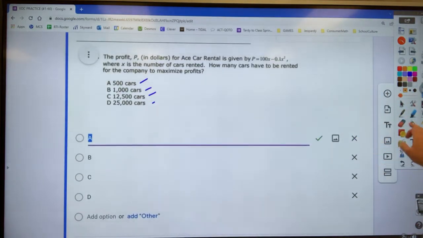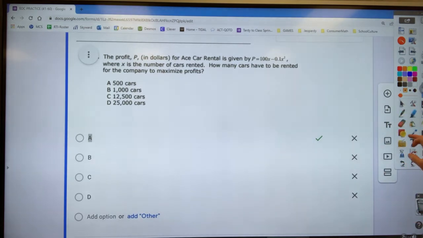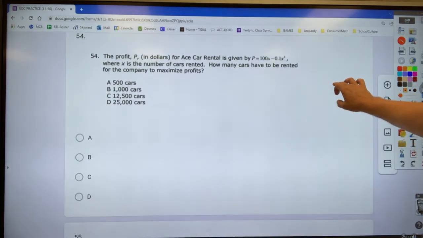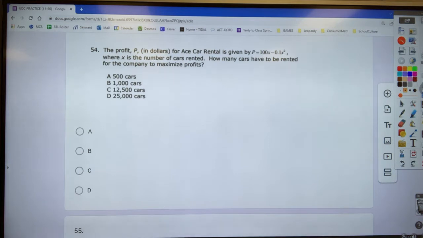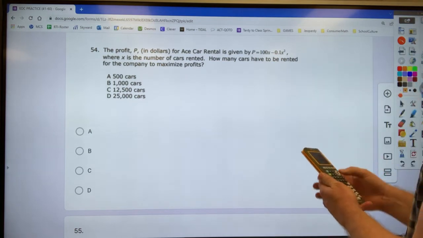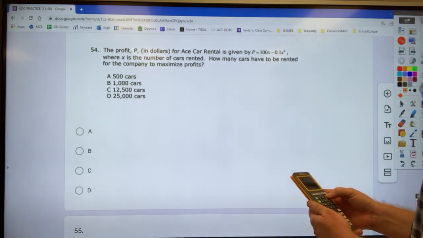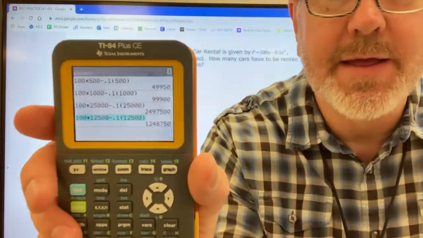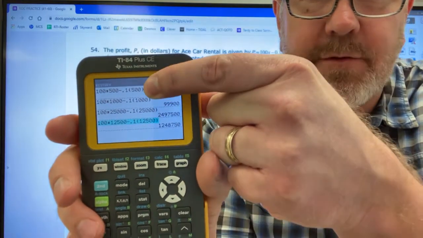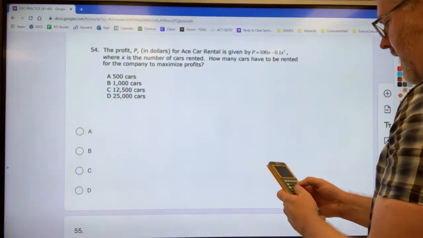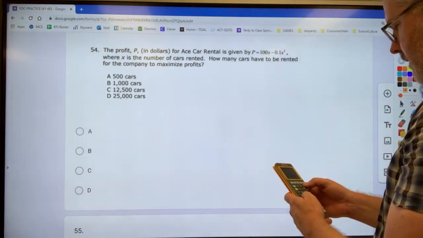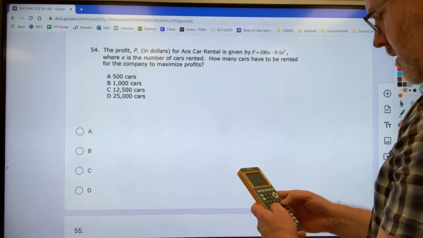It says the answer is A. Let's look at this one. Did I plug it in wrong? Profit is 100 times X. X is the number of cars rented. Yes, I messed it up. When I was doing it in the calculator, I forgot to square my X after the 0.1. So I'm going to have to grab each one again and put a squared at the end. Fortunately, that's a pretty easy fix, and I can just grab and go.